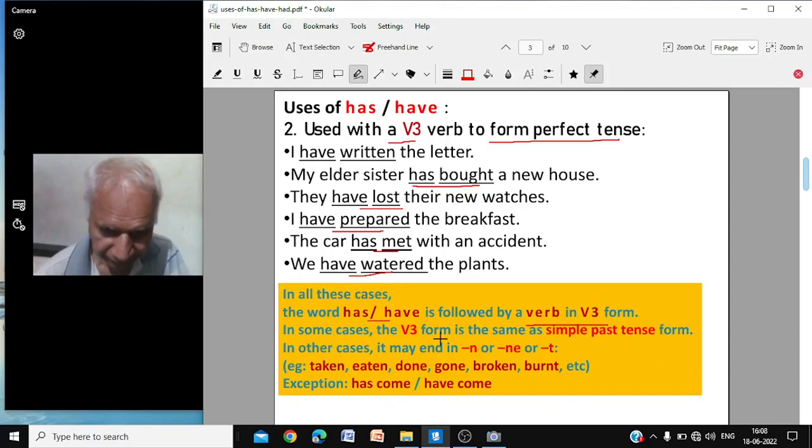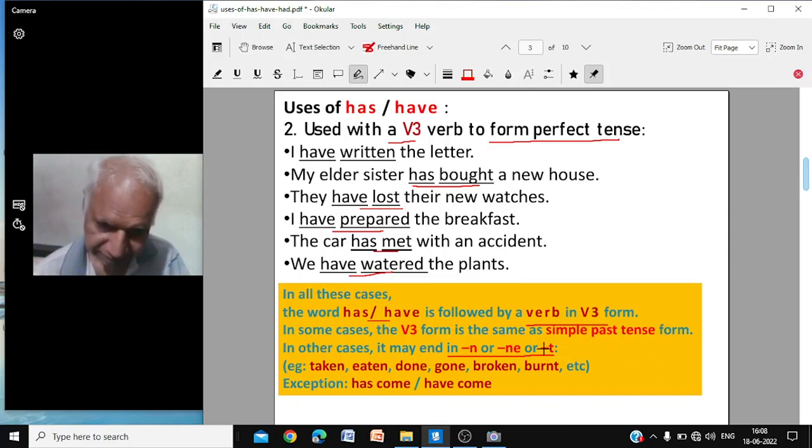Now the V3 verb can be the same as the simple past tense, but in other cases it will end in N or NE or T, like taken, eaten, done, gone, broken, burnt. The only exception is come, where we say has come, have come. We don't say has came, we say has come or have come.